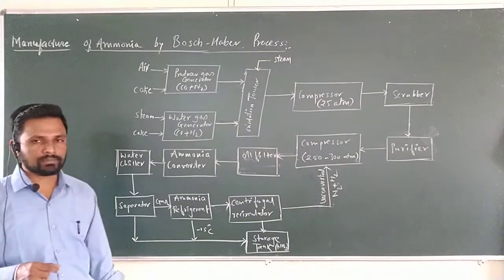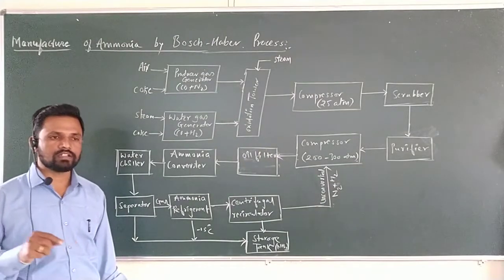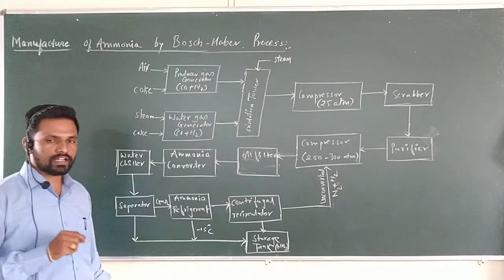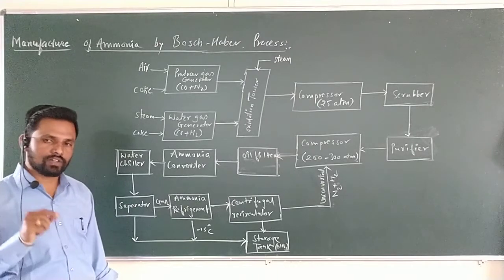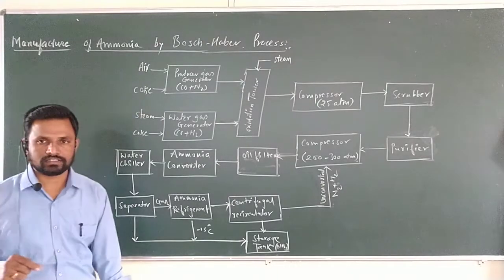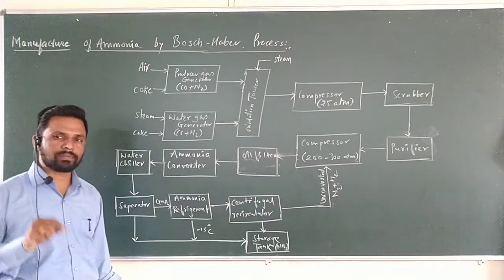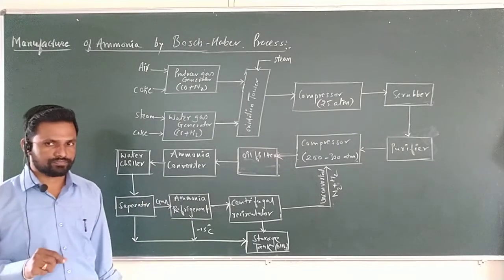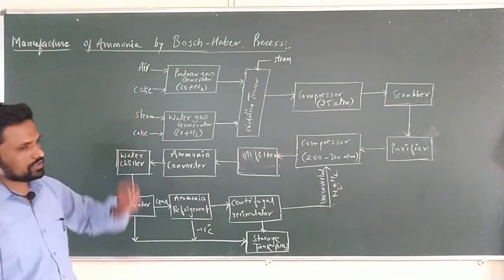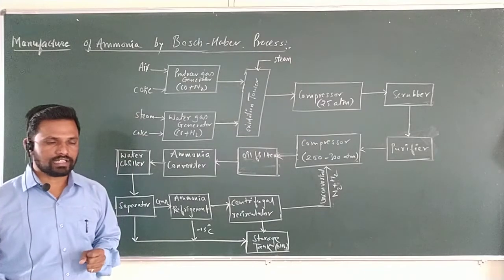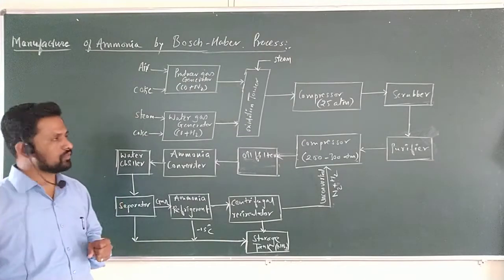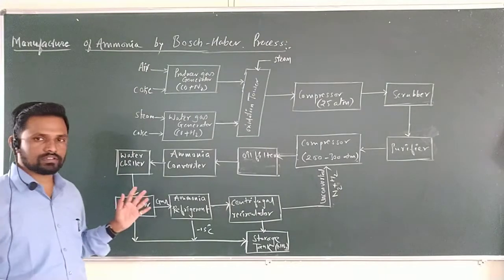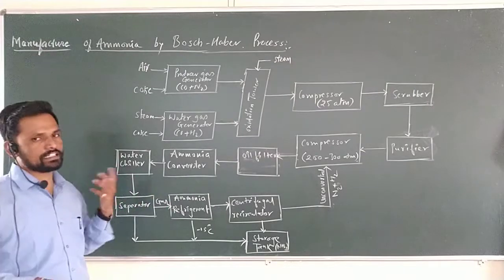What was the principle? The principle is very simple. Nitrogen and hydrogen in the ratio of 1:3 by volume are reacted under pressure and optimum temperature to form 2 moles of ammonia, where the nitrogen and hydrogen gases are raw materials obtained from producer gas and water gas. This much of the principle we studied in yesterday's lecture.